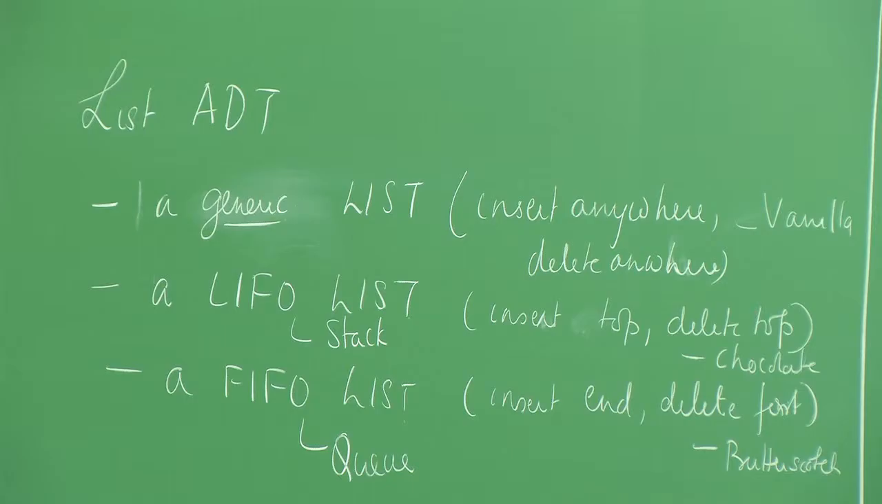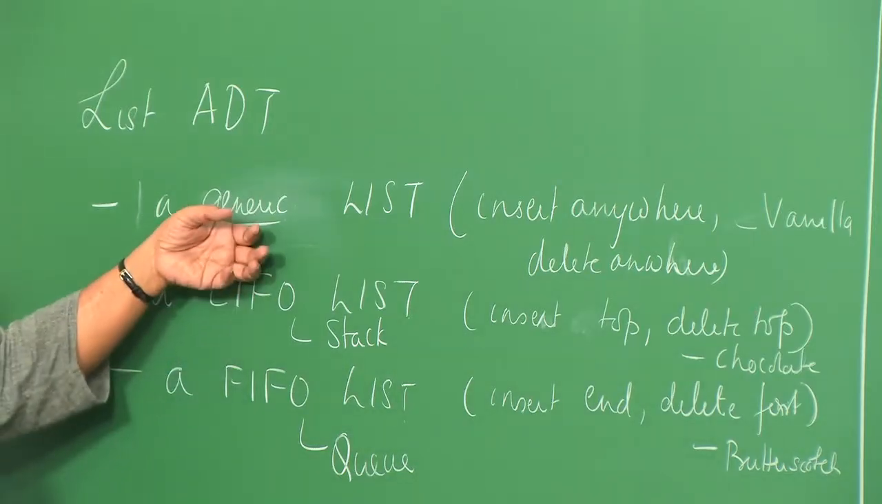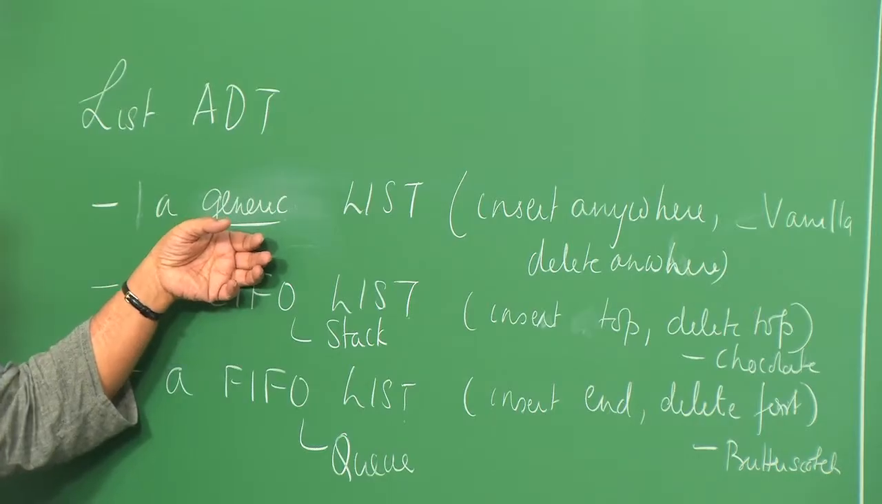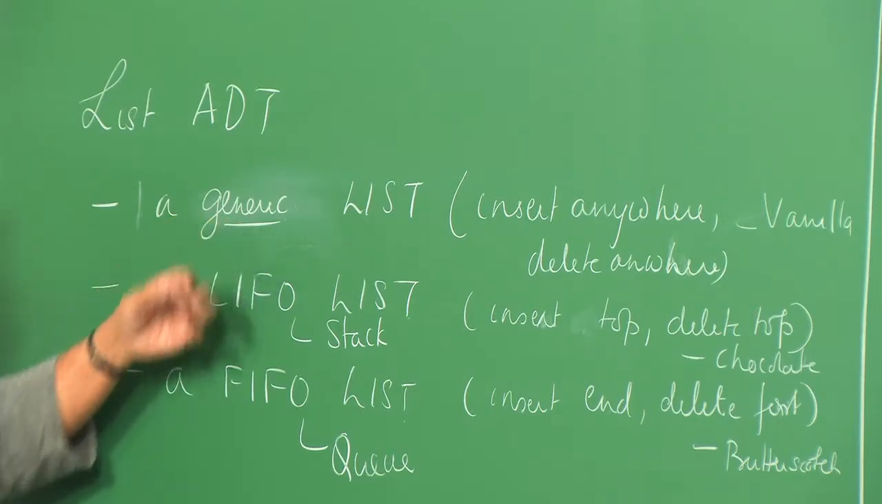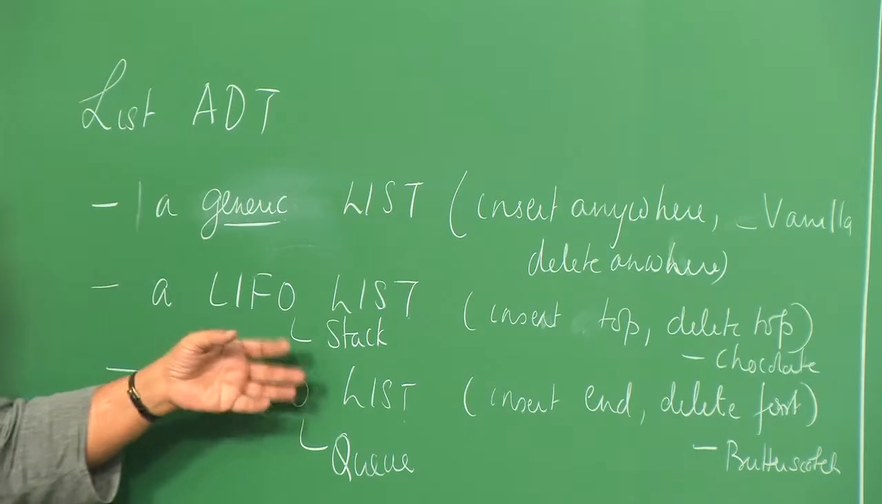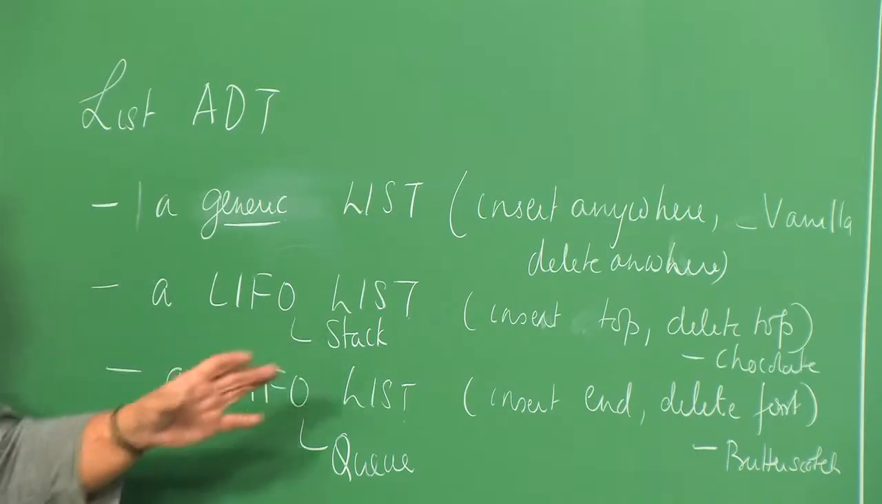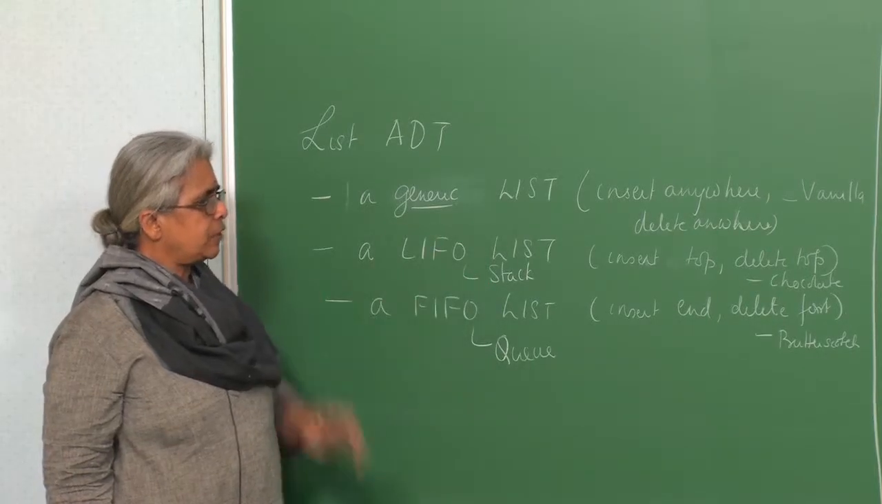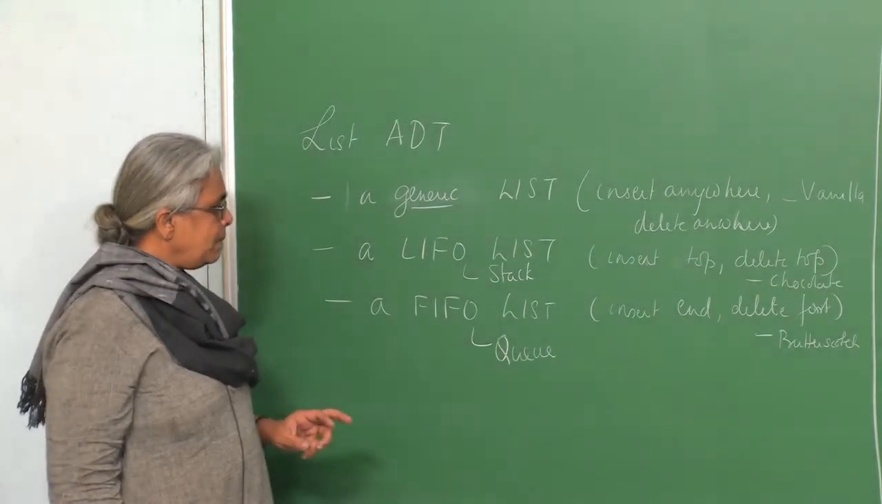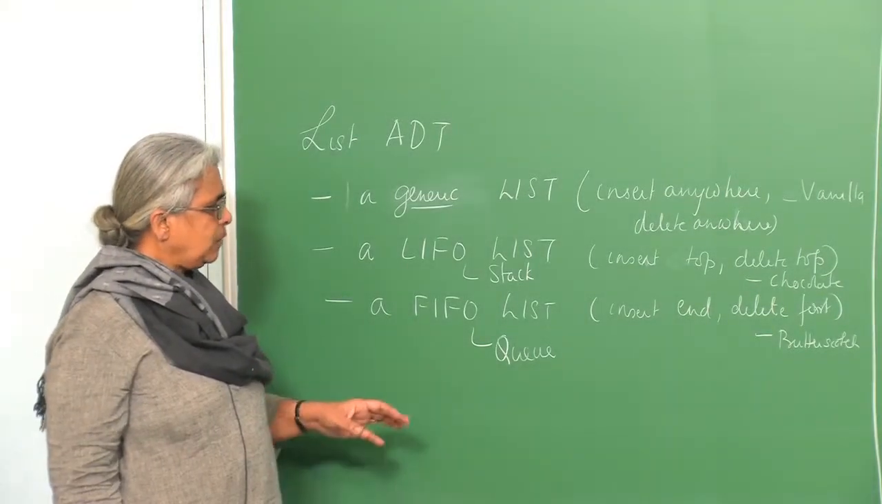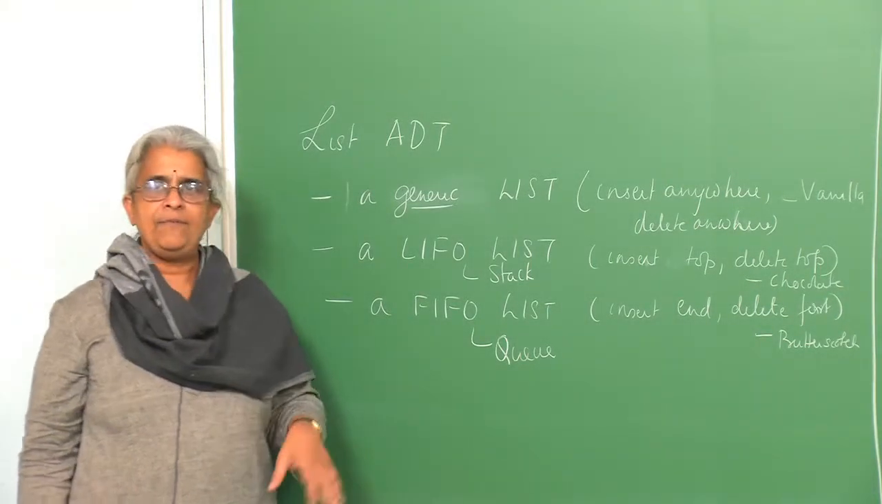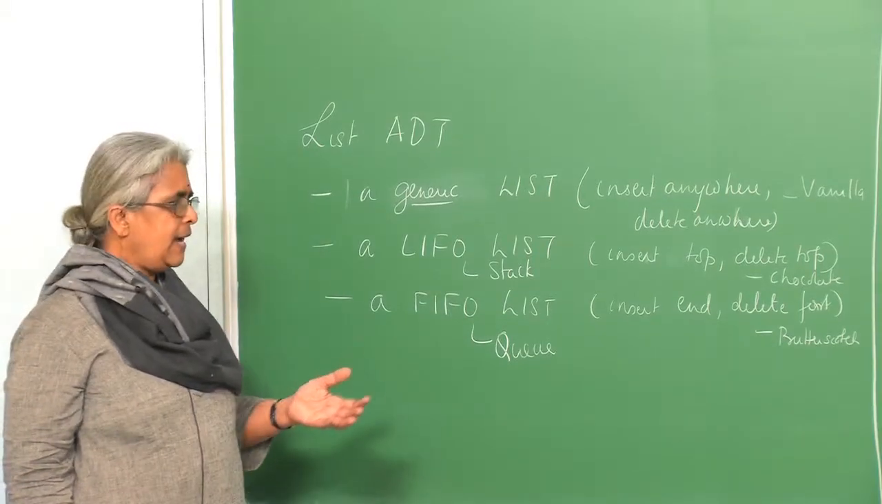So, it had a set of elements, and if you want, you could have a completely unordered set of items as in a generic list, or in the last in first out of the stack ADT, you had a particular flavor where you could only insert at the top and delete from the top. And in the first in first out, which is the queue ADT, we inserted at the end and we deleted from the first.